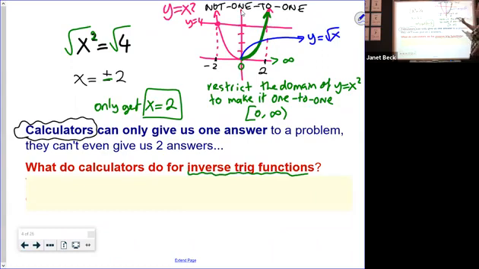We could have, if we were crazy people, chosen all the negative values, but why would you choose negative values when you could choose positive values instead? It makes sense for us to choose the positive values, and that's what your calculator does. It takes y equals x squared, just looks at the domain from 0 to infinity, and then creates the inverse of it like this. And that's how it gets the one answer, x equals 2.